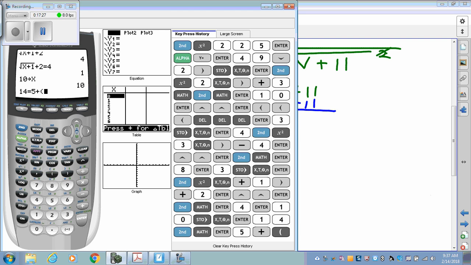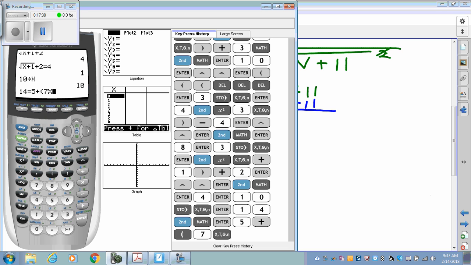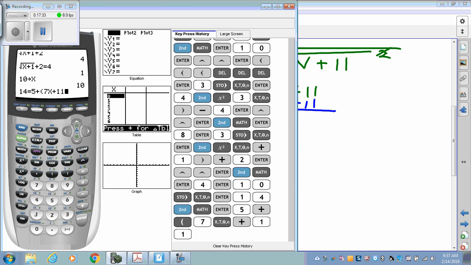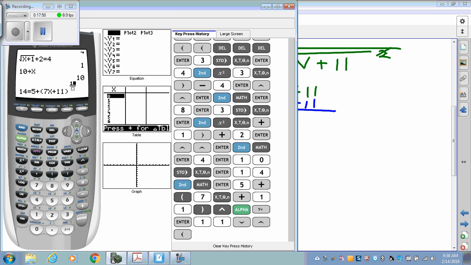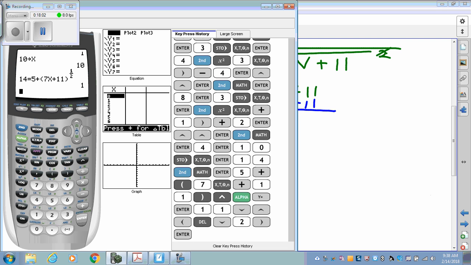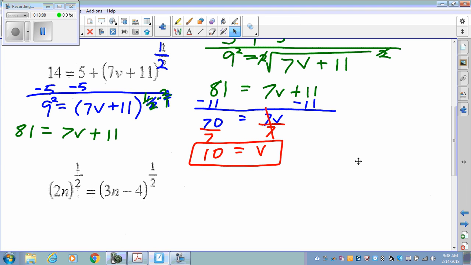parentheses 7x plus 11, close my parentheses, and then that was to the 1/2 power, so I'm going to use the caret, and then it's a fraction, so I'm going to use alpha y equals, enter, and that is the 1/2, it's supposed to be just 1/2 power. I'm going to arrow over. All right, so I'm going to check, that's the same equation that I had originally, and that makes it true. So it's not an extraneous solution, so that's a real solution. So 10 is the answer there.